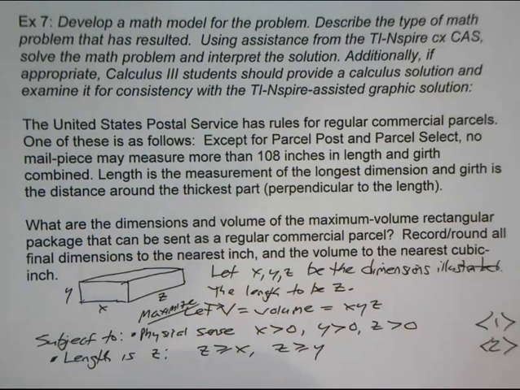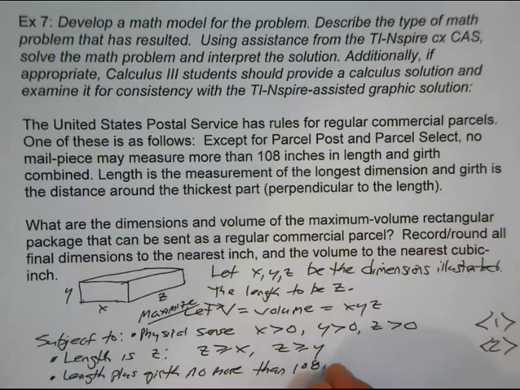Let's see, what else have we got to control what is allowable for x, y, and z? Well, there's this big statement here that one of the rules says the length and girth combined cannot be more than 108 inches. Okay, so length plus girth no more than 108 inches.